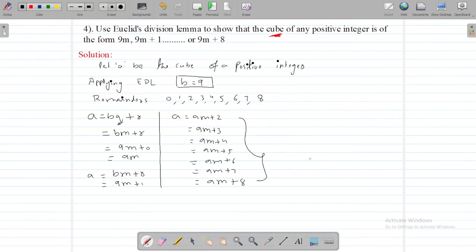So these are nothing but the cube of any positive integer.